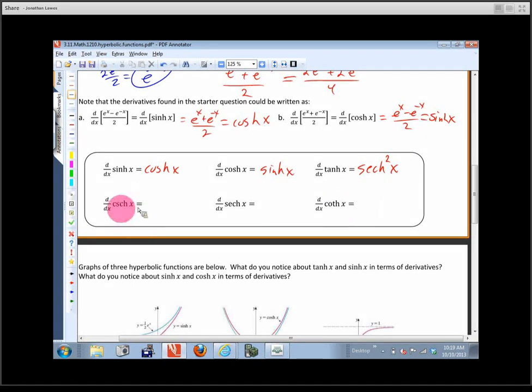So for this one right here, let's think about it. If it was cosecant, what would it be? Derivative of cosecant is negative cosecant cotangent, right? So its hyperbolic equivalent would be negative csch coth.